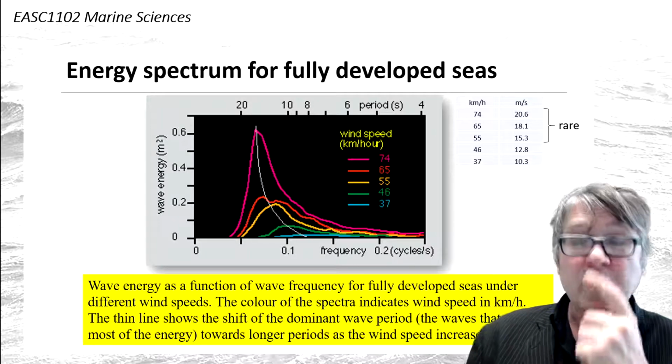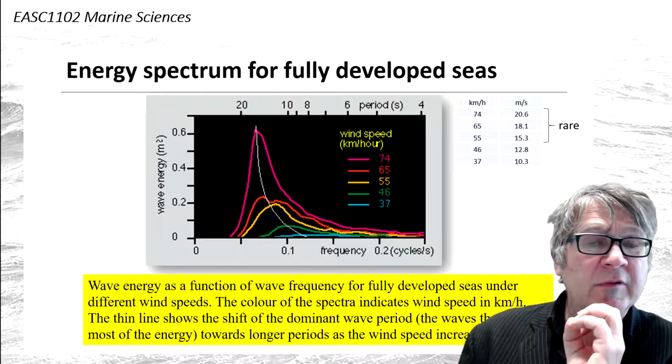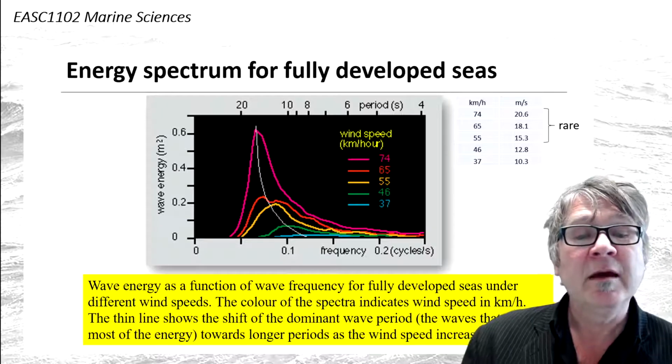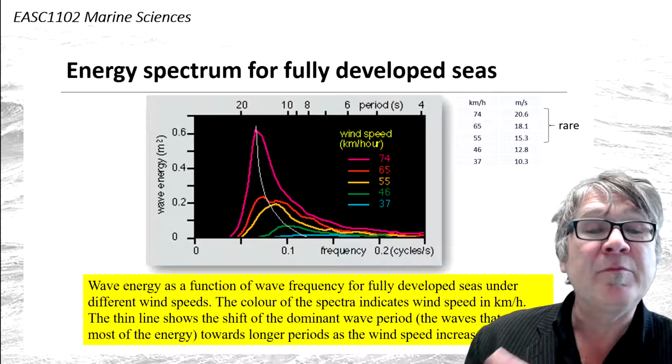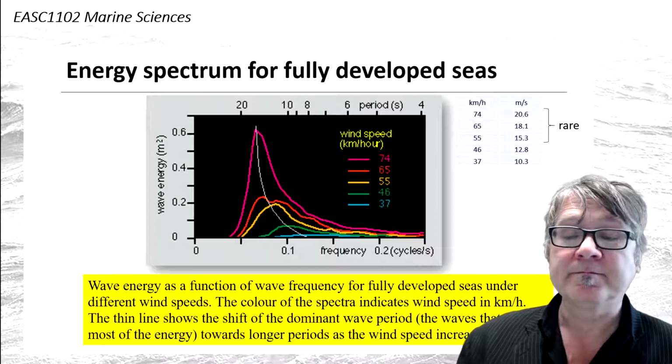And this is what we call an energy spectrum. You can actually use this to predict the sea state. If you know the wind speed, you can predict the equilibrium state of the fully developed sea. All right.